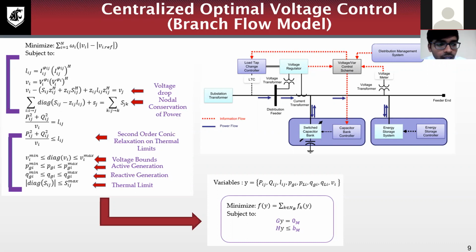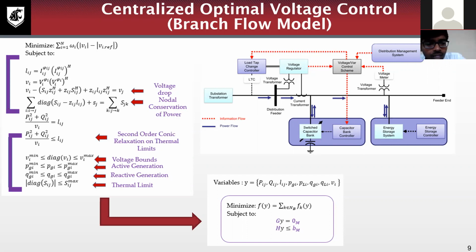And then we have this equation, Pij square plus Qij square is equal to voltage into current square. As you can see, all these equations are convex: the voltage drop equation is convex, and the nodal conservation of power is convex. But the only non-convexity that comes up in this set of equations is this equation, Pij square plus Qij square is equal to voltage into current square.